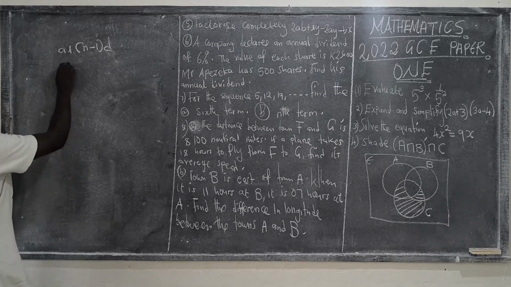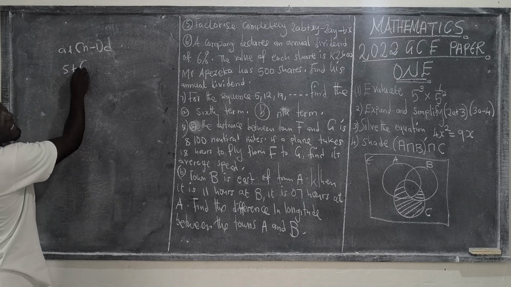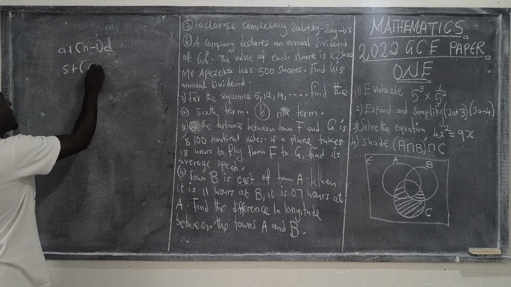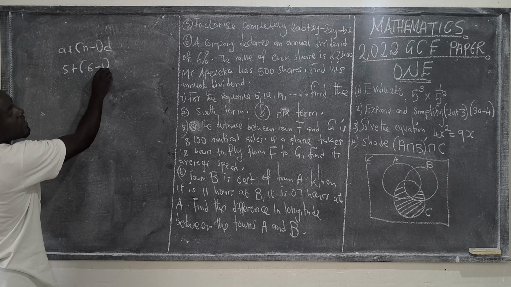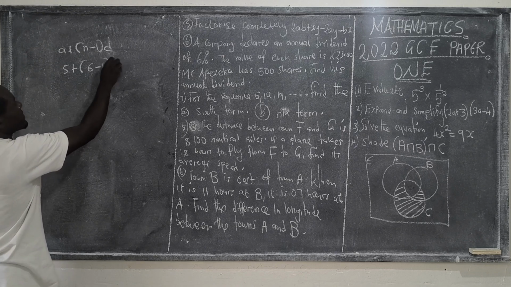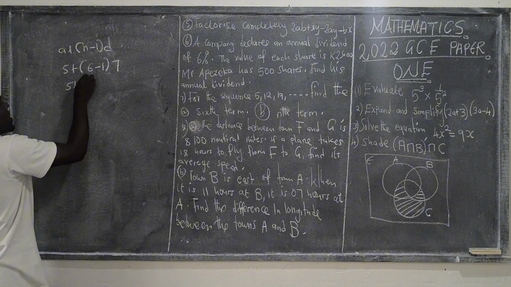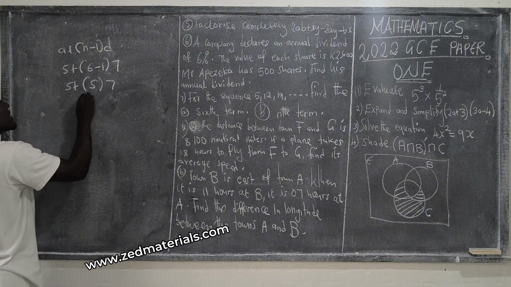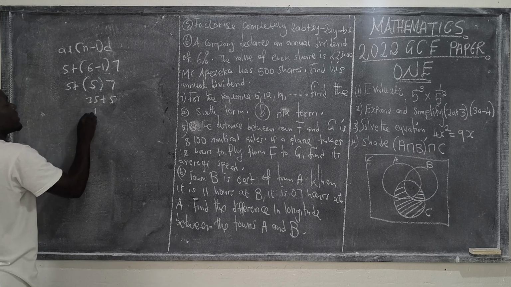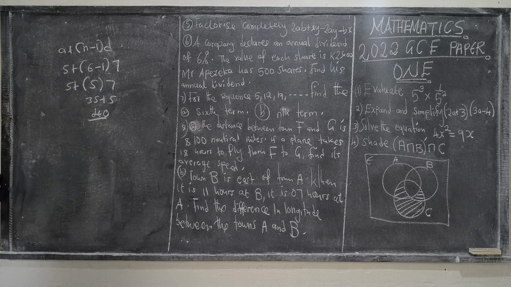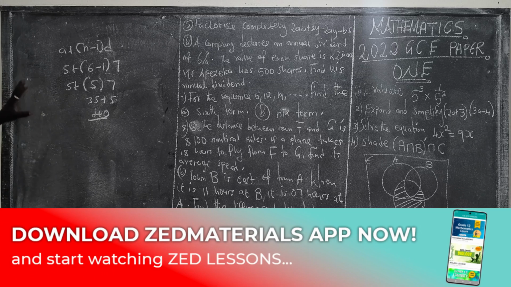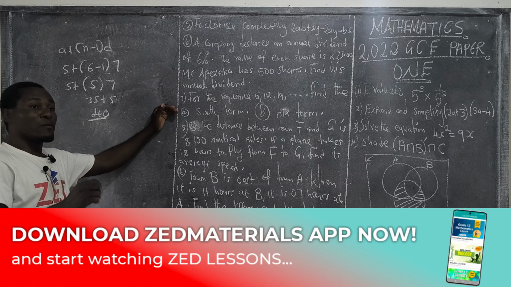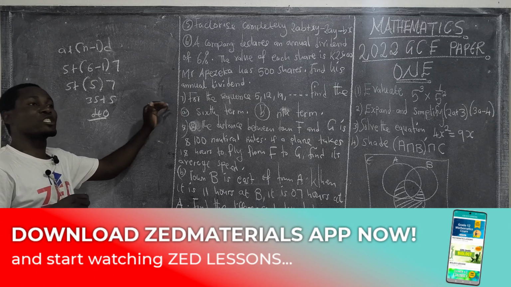My A is 5. So I'll say 5 plus, open the bracket, they're saying the 6th. So 6 minus 1 close. My common difference there is 7. So I'll have 5 plus open bracket 5 close 7. So 7 multiplied by 5, that is 35 plus 5, which gives me 40. This is my answer. When you go to the Z material app, you understand what it means there because we explained. I said this topic is coming from sequences and series, which is a grade 11 topic.